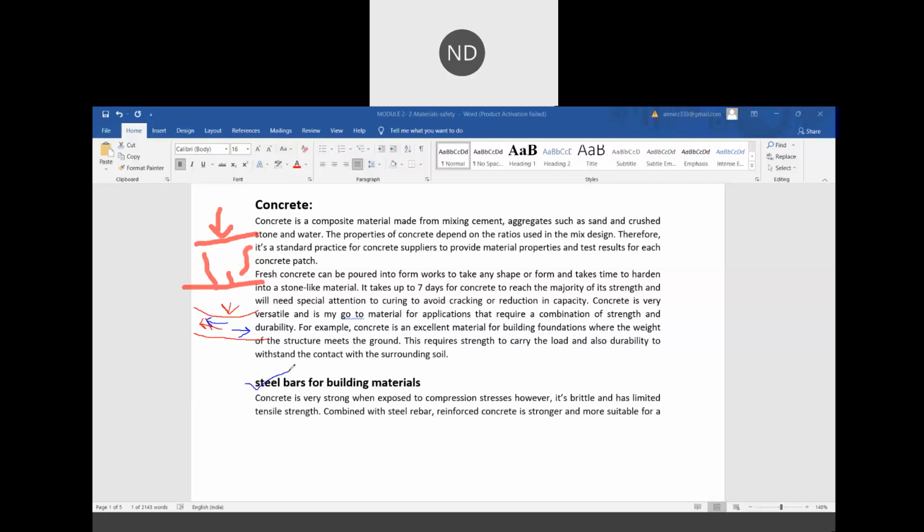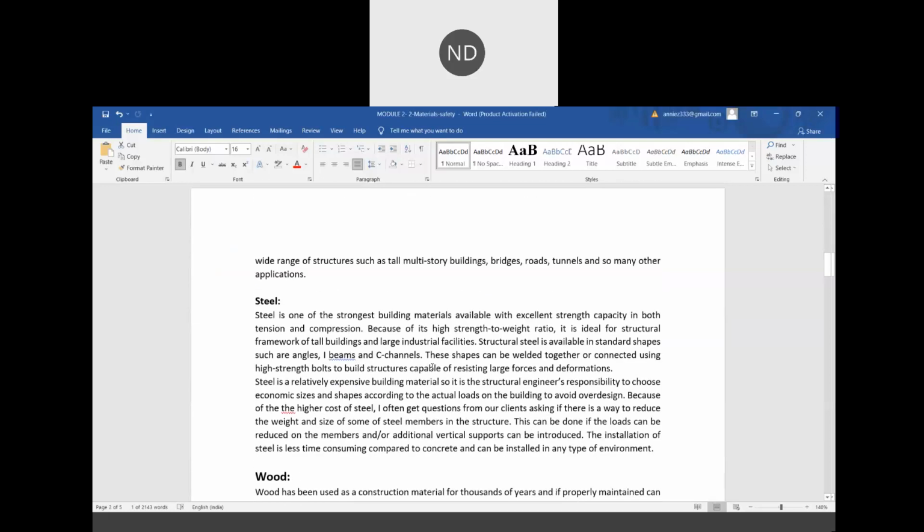So therefore we use what? We use our steel, which is good in tension. Steel is going to take the tension, concrete is going to take the compression, and as a whole these two combined together, RCC, reinforced cement concrete, okay, they are going to take what? The tension as well as the compression from the loads. Okay, so these things I told you now.